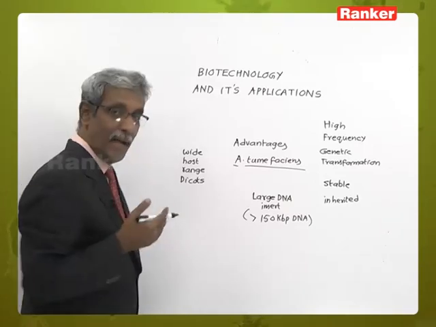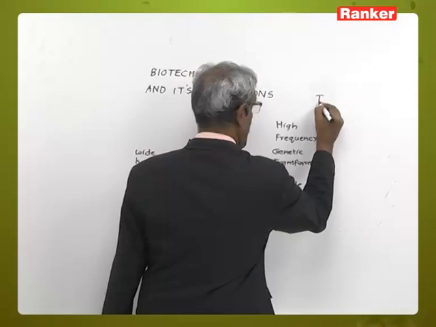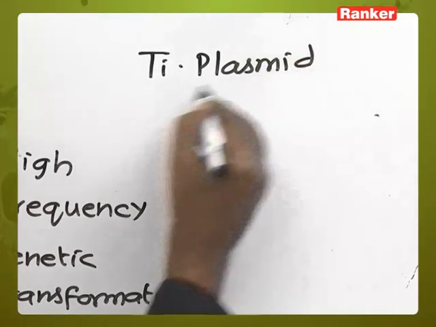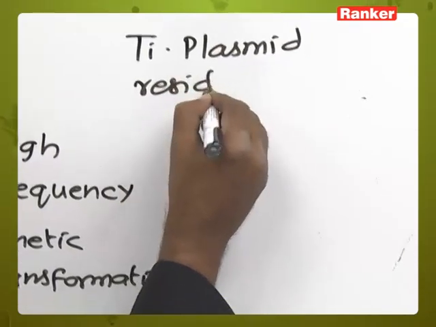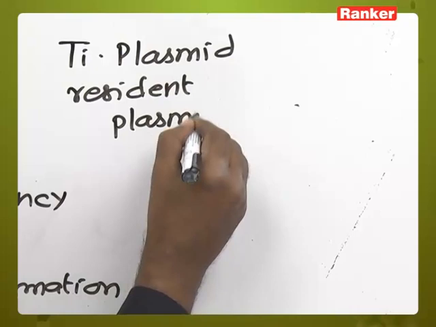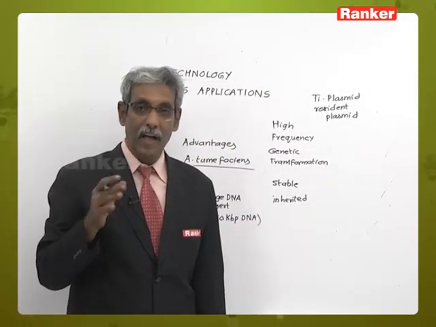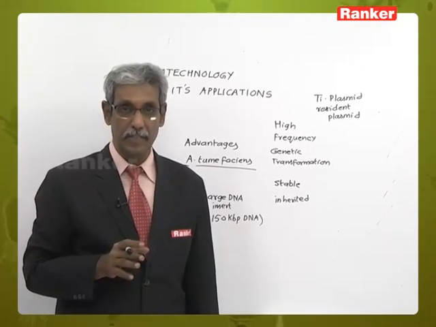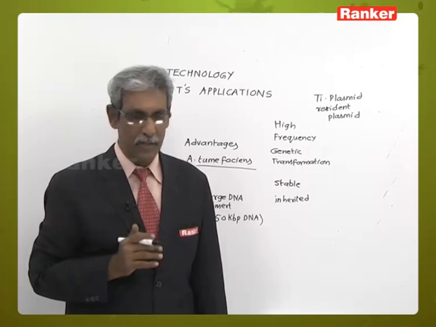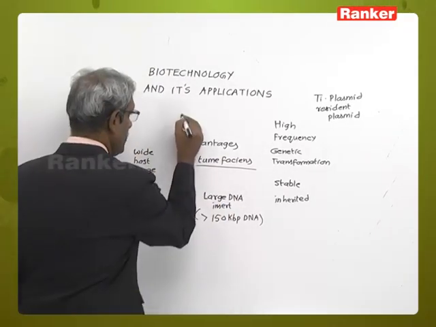And the TI plasmid is a very important plasmid, and the TI plasmid is a resident plasmid. It is termed a resident plasmid. That is, the tumor inducing plasmid is always associated with Agrobacterium tumefaciens. The plasmid is always piggybacking on Agrobacterium tumefaciens, and the method of transfer is termed natural gene transfer.